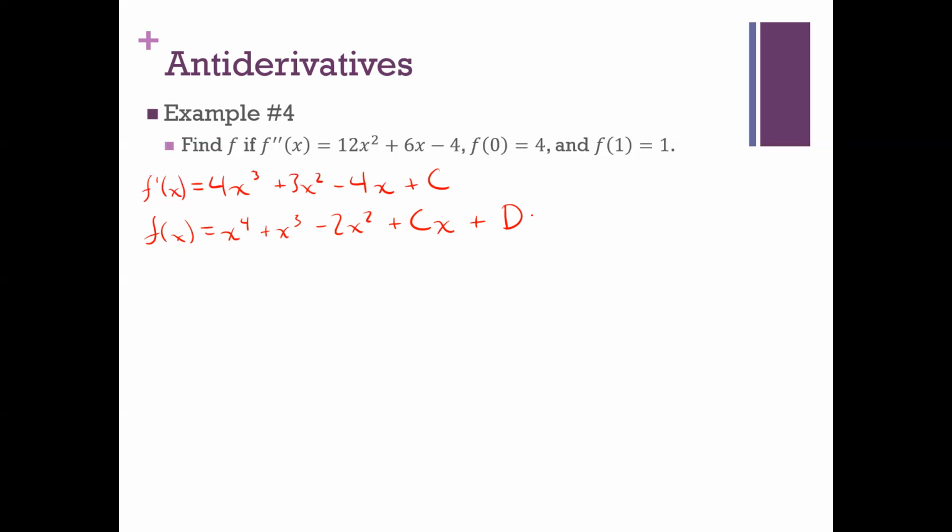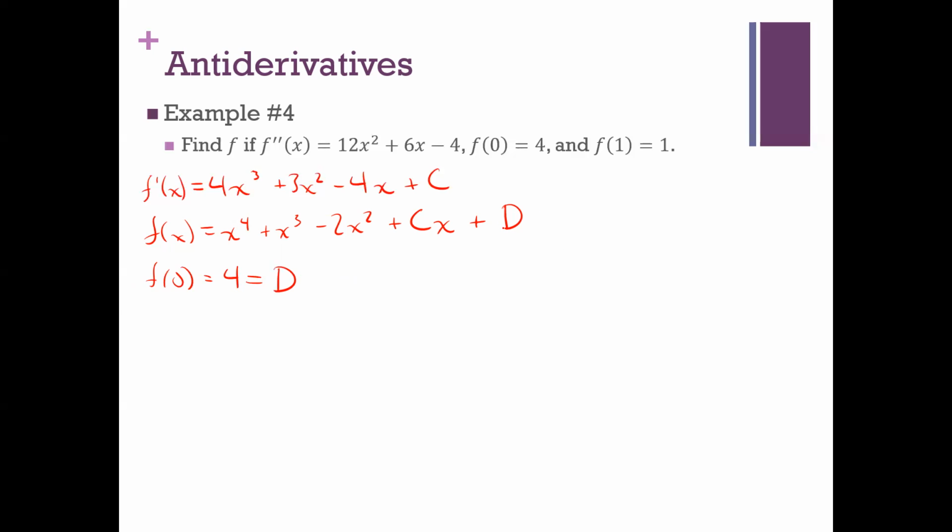All right, so now we have the information we need to solve for C and D. I meant for one of those to be f prime, but we actually don't need that. All I need is two pieces of information. So what's f of 0 equal to? f of 0 is equal to 4, which is really equal to D, right?